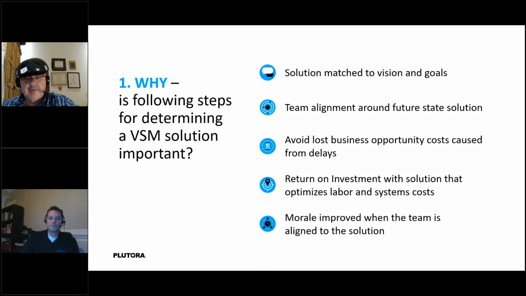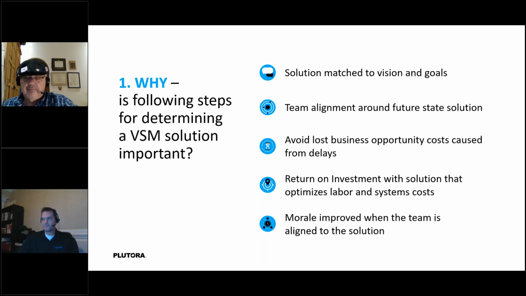Portraying that solution and all the components, the systems and the capital and operating expenses in a way that will be acceptable to the senior stakeholders and finance people is critical. So that's really important. And if you don't go through these steps, you won't have the data that will support building the ROI case. And finally, there's nothing worse for morale than going through all of this and finding out that you didn't get a solution that is going to really match your goals, or people maybe don't have alignment around goals.